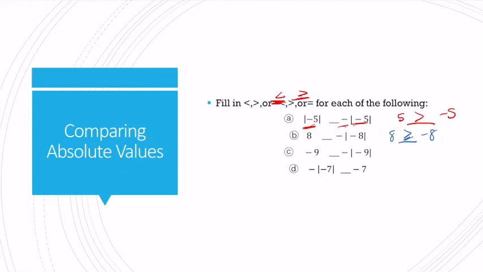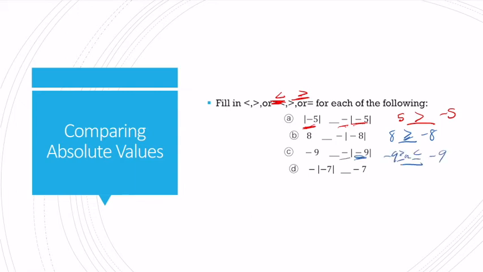Next, I have -9, and I'm comparing that to the opposite of the absolute value of -9. Well, the absolute value of -9 is +9. So I have -9 and -9. I could use less than or equal to or greater than or equal to. I could use either of those, and this would be a true statement.